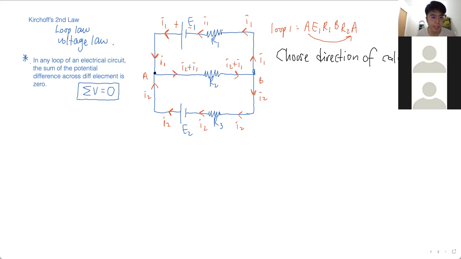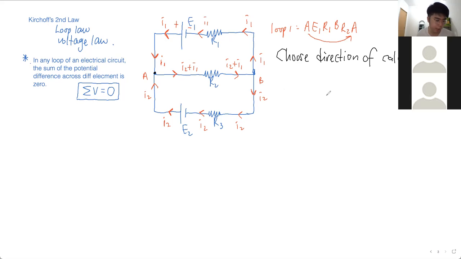Okay, we apply Kirchhoff's second law, focus on this loop, and then we choose our direction of calculation. You can go clockwise or anti-clockwise. When you choose clockwise, you have to stick to clockwise. Don't switch to anti-clockwise halfway through. No. The direction you choose, you have to stick with it until the end. Now here's what I mean.